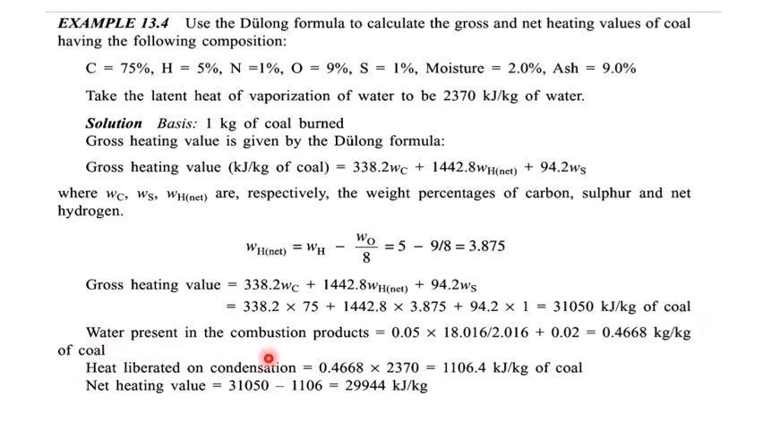The water present in the combustion product can be found by 0.05 into 18.016, which is the molecular mass of water, divided by 2.016, plus 0.02, which would be equal to 0.4668 kilogram per kilogram of coal.